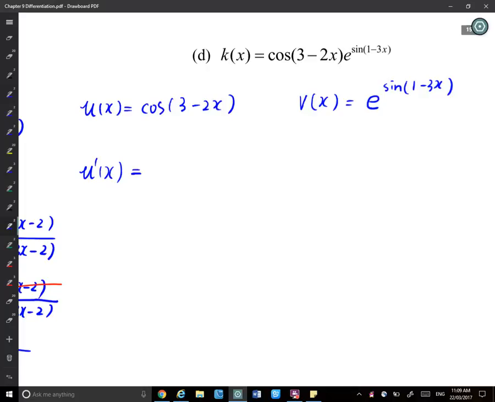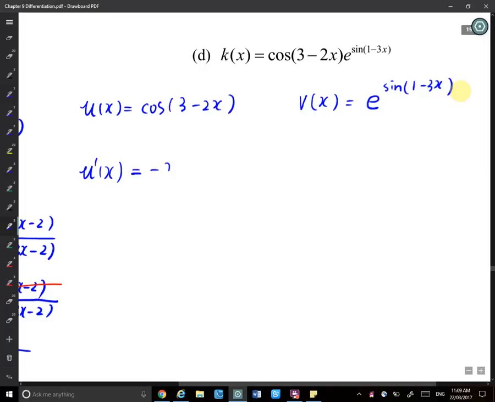Positive 2 sin or negative 2 sin? Positive, because you have negative 2 and negative sin. So that is 2 sin(3 minus 2x).